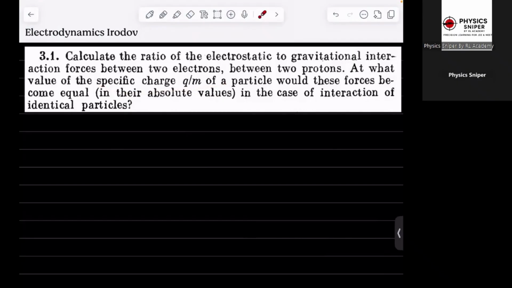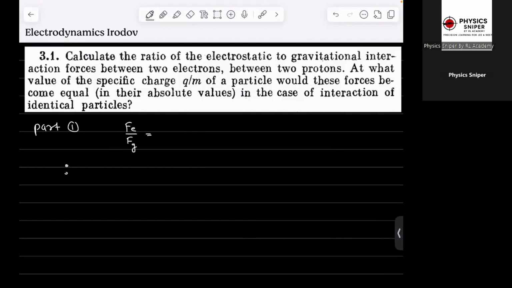Attraction of identical particles. So there are three parts in this question. Part 1, जिसमें हमें बताना है कि इलेक्ट्रोस्टैटिक और ग्रेविटेशनल फोर्स का रेशियो क्या होगा इलेक्ट्रॉन्स के लिए. So let us discuss. तो फर्स्ट थिंग इज कि हमें बताना है पार्ट 1. So I am solving part 1. Part 1 is F electrostatic upon F gravitation for electrons.